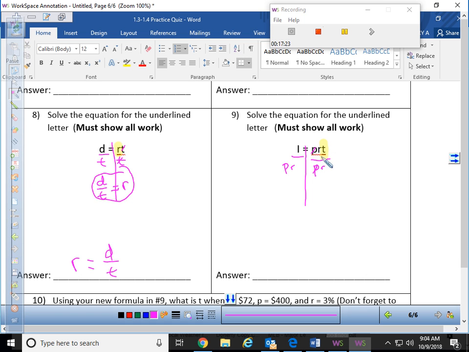P cancels p. R cancels r, and now we're left with just good old-fashioned t. So t is equal to I, that's an I if you didn't know, not a 1, just an I, over PR. And we're done. T equals, and I'll write that on the line here, T equals I over PR.